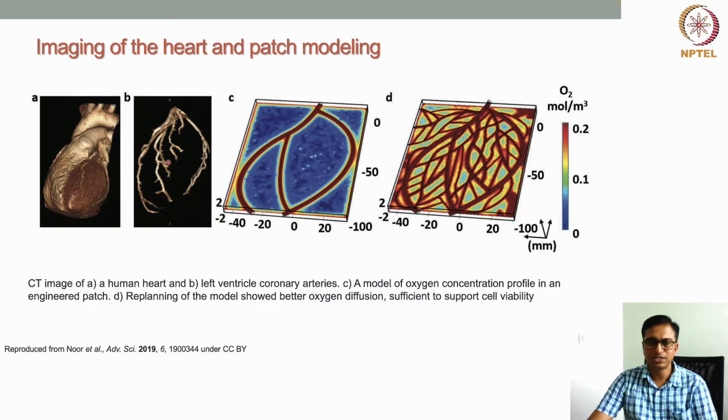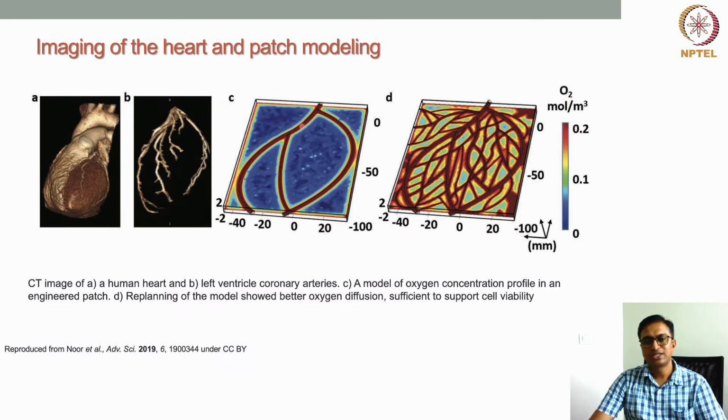Suppose from this part, the coronary arteries are extracted, and these are modeled to understand this. When they model, they do some simulation study to understand how the oxygen concentration will be in a patch where this kind of vascular tree is designed based upon the CT data. Now you can clearly see here, this scale tells you the oxygen molar concentration in the tissue.